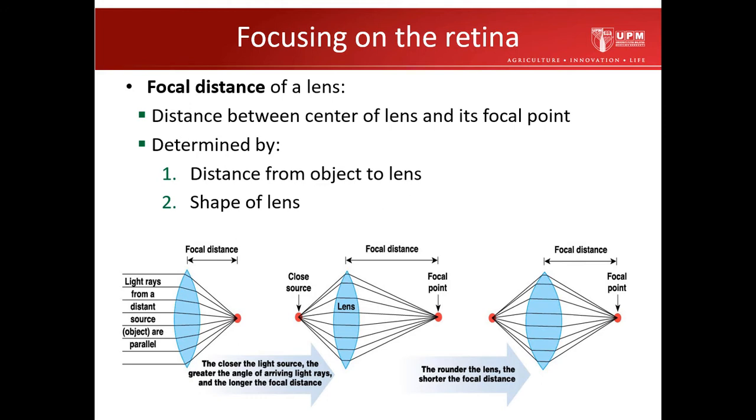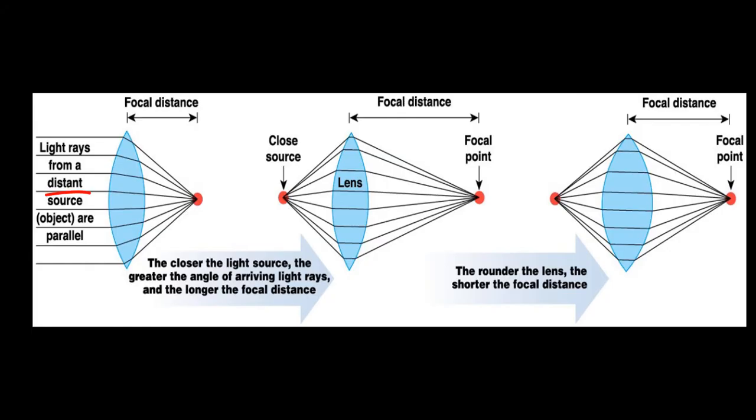Whether in the eye or in a camera, the focal distance is determined by the distance from the object to the lens and also by the shape of the lens. In this picture, you can see that the light is coming from external sources, for example, the object that you are looking at. The light goes through the lens and the lens bends the light into one focal point. In a situation where the light source is closer, the focal point becomes longer.